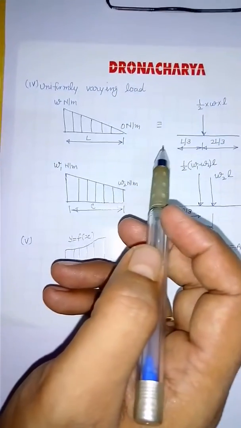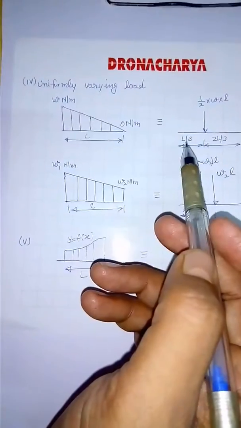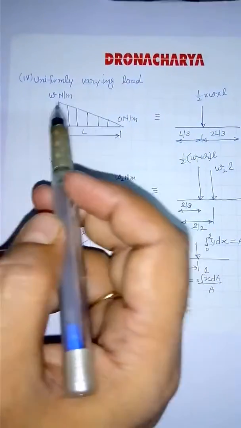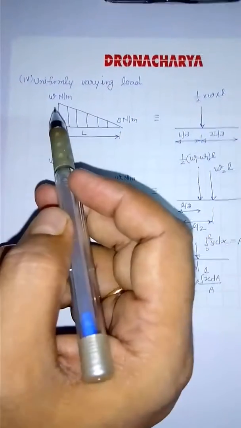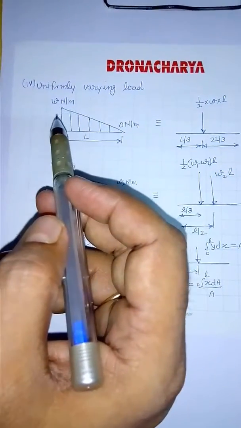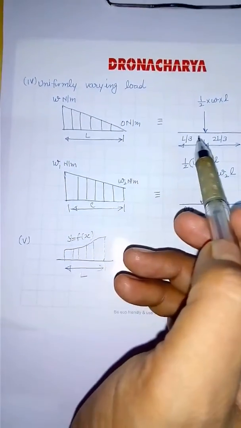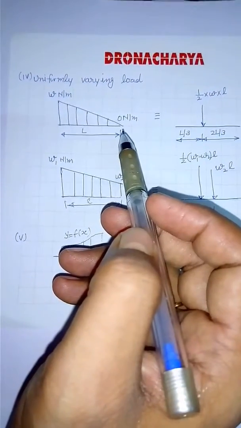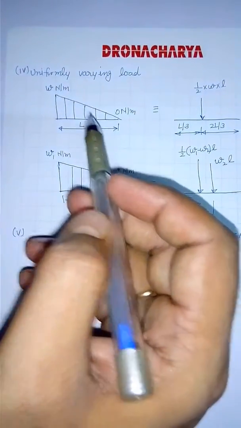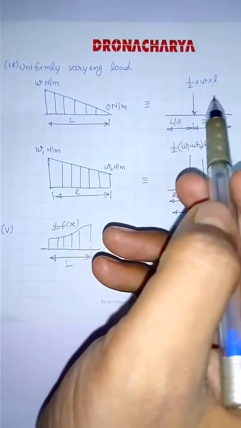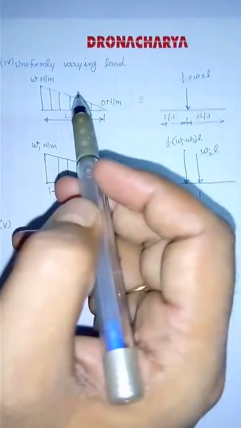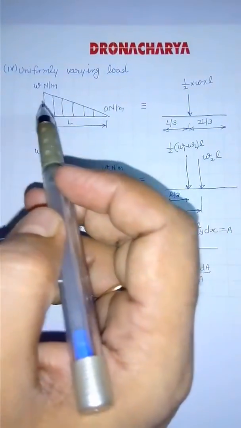So how to convert it into a concentrated load? We'll take the centroid of this triangle. How to take it? We'll take L by 3 from this vertical side, and 2L by 3 from this side. It will be acting here, and its total force is going to be 1 upon 2 W into L, that is nothing but the area of the triangle.